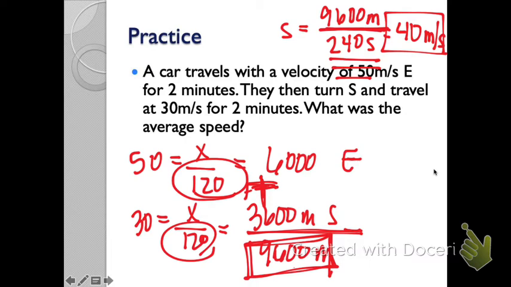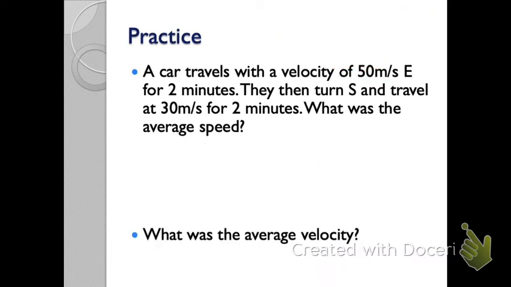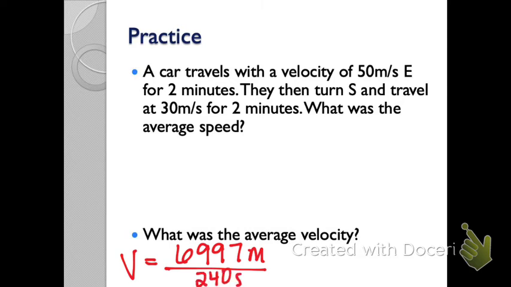Okay, and then it asks us, what's our average velocity? To know our average velocity, what do we have to have instead of distance? We need to have displacement. And we solved for that on our previous slide. What was our displacement from our previous slide? 6,957 meters over my time, which is 240 seconds. So 6,957 divided by 240 gives me an average velocity of 29.15 meters per second.